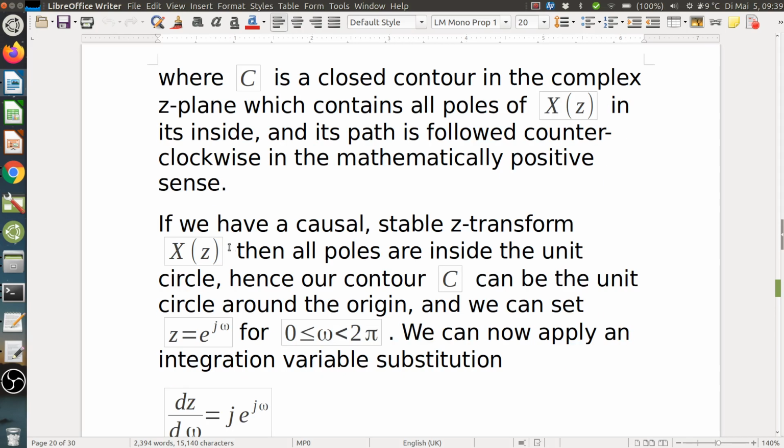Yeah, so if we have a causal, stable Z transform X of z, then we know all poles are inside the unit circle, right? So that's a condition for stability. That means our contour C can be simply the unit circle around the origin, because then all the poles are inside this contour. And then we can set z equals e to the j omega and let the angle run from 0 to 2 pi, right? So basically this function now makes our contour.